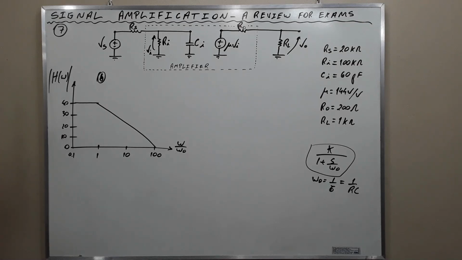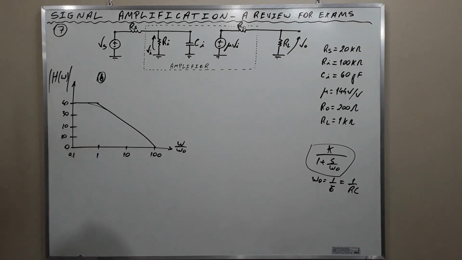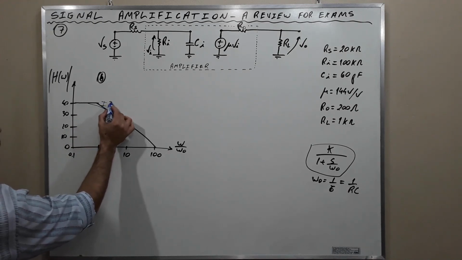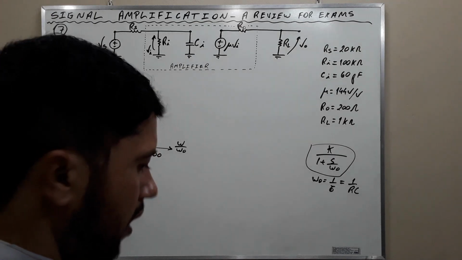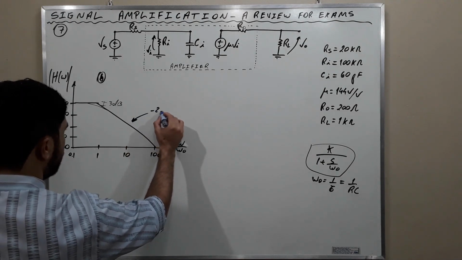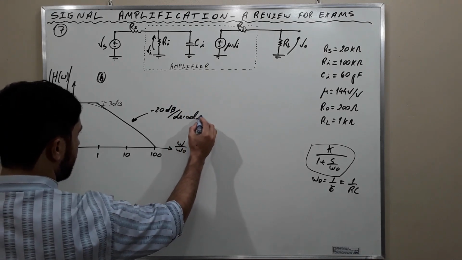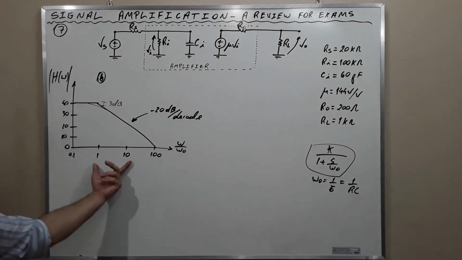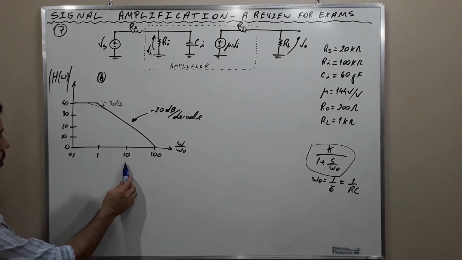Okay, but pay attention that we have a knee here. That is a deviation, 3 decibels deviation here from the linear line approximation to the actual curve. And we know that this falls off at a rate of 20 decibels per decade. This is one decade. From 1 to 10 is one decade.